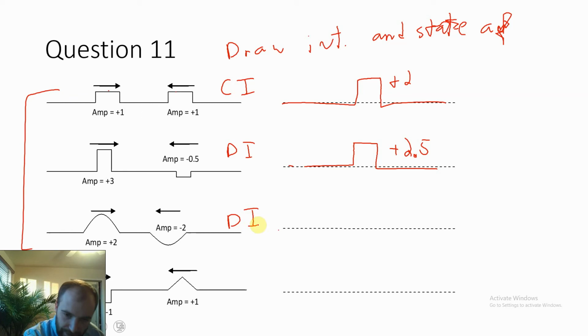+2, -2 makes 0. So kind of like in the video that you watched, these two waves combine to cancel out completely at that moment where they perfectly overlap. It doesn't last long. It's only for that instant where they're both perfectly aligned, but you will have just no wave at that instant.